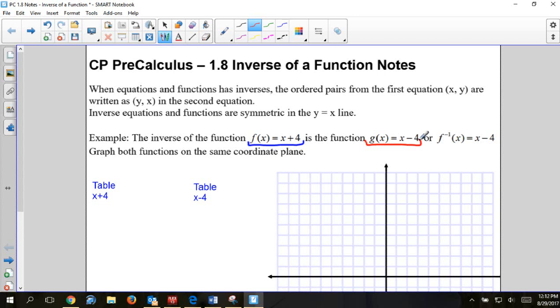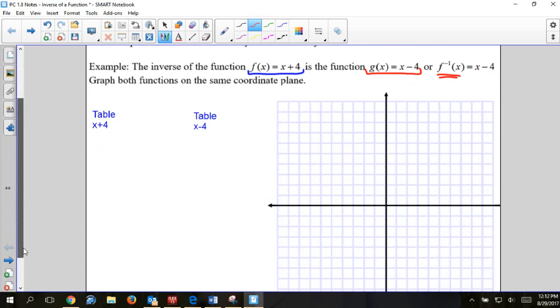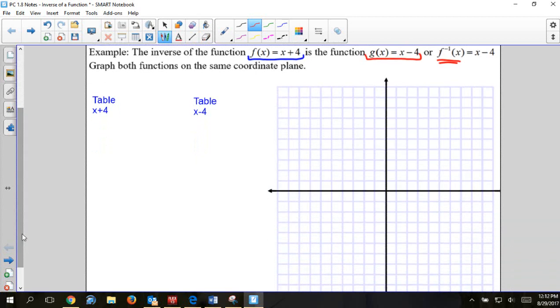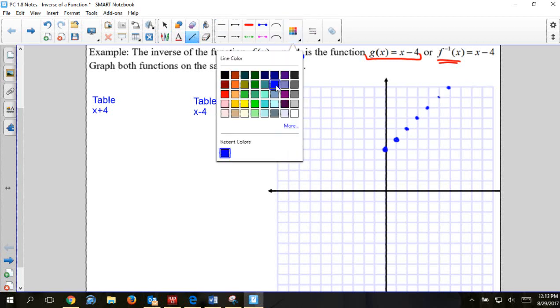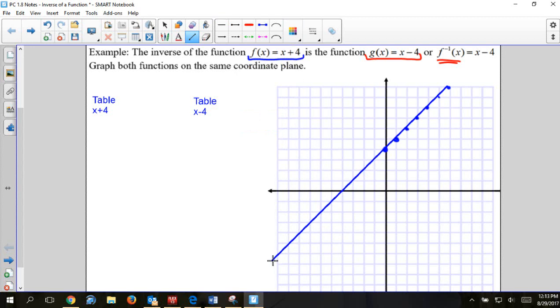There's another way of writing the inverse besides g of x, and it looks like this: f to the negative 1 of x, it's f inverse. I'd say that. So I'm going to graph those on the same graph, and I color-coded them so you can see which one's which. We begin at 4, and we use our slope up 1 over 1. Use our straight edge. Second equation, begin at negative 4, up 1 over 1.